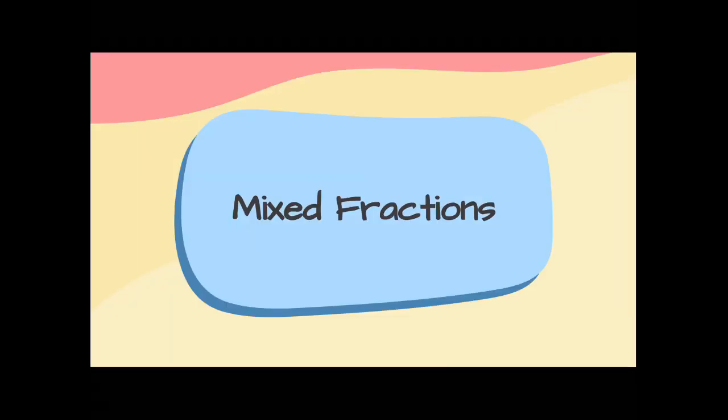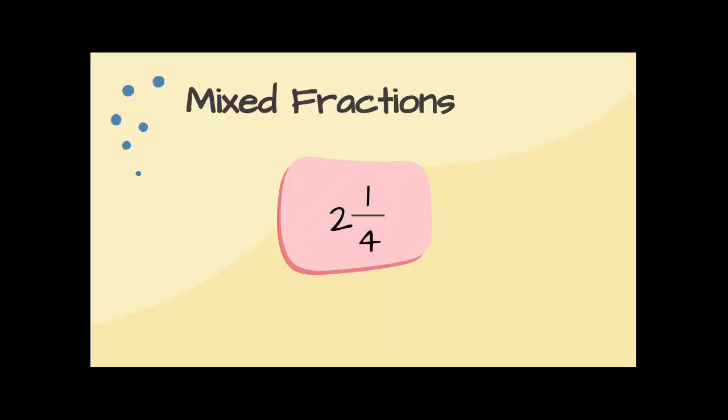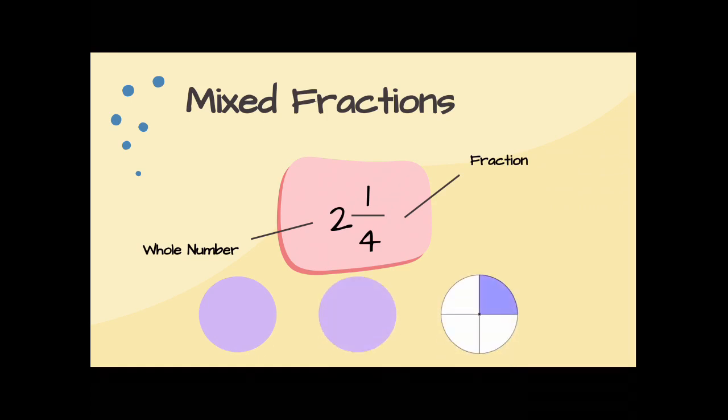Okay, so now we're going to go on to something called a mixed fraction. This is what a mixed fraction looks like. It's a whole number combined with a fraction to form one single number together. The 2 is the whole number and 1/4 is the fraction. The way we read this is 2 and 1/4. What this means is that we have 2 whole parts and 1/4 of another part. So there's 2 whole circles and 1/4 of the circle.